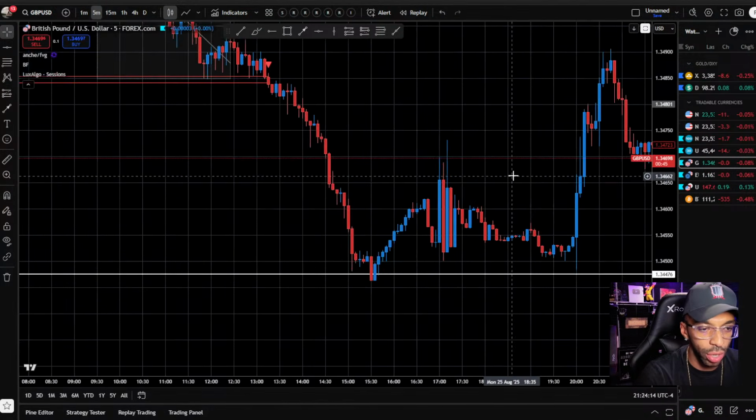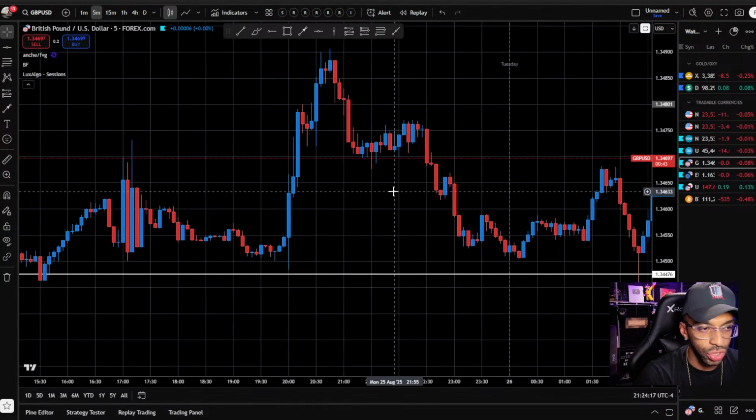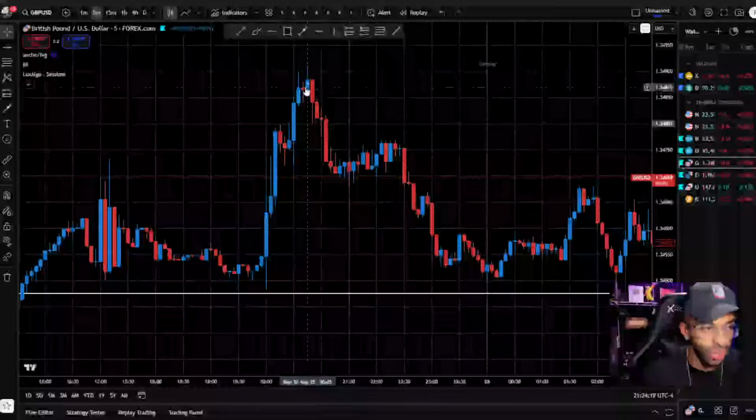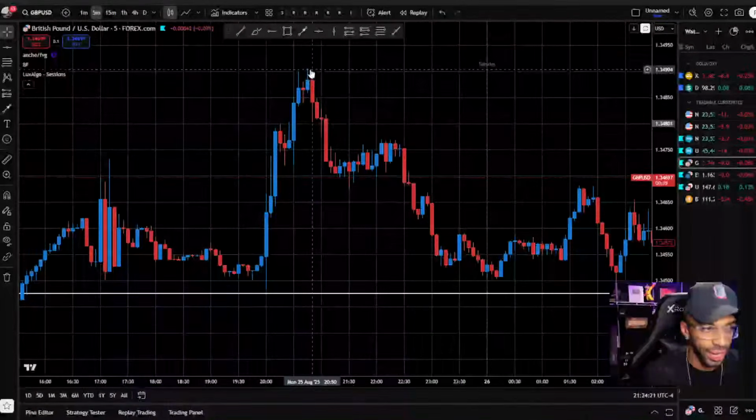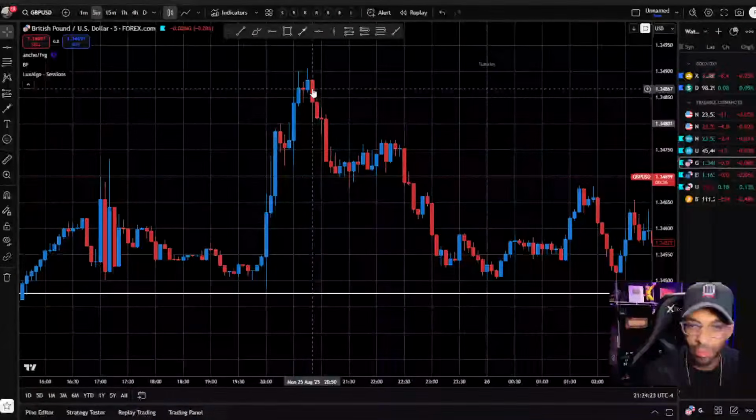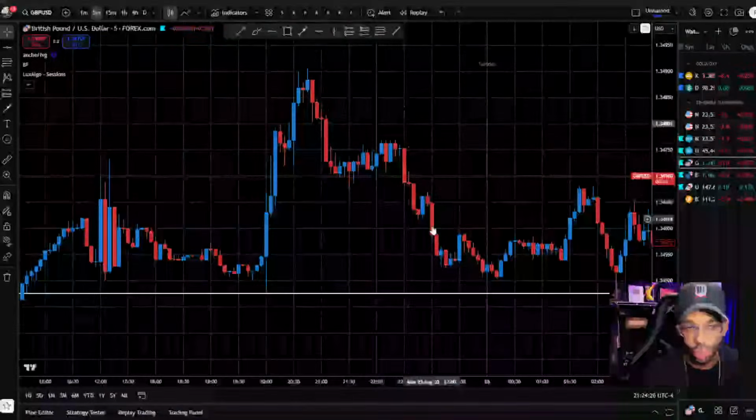So I can go on and on. I don't want to spend too much time talking about the market's candlesticks. Here's another one. Markets pushed up, couldn't sustain, so it comes down. We get the bearish engulfing, and then boom, markets drop.